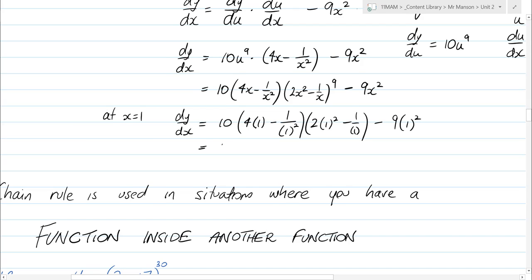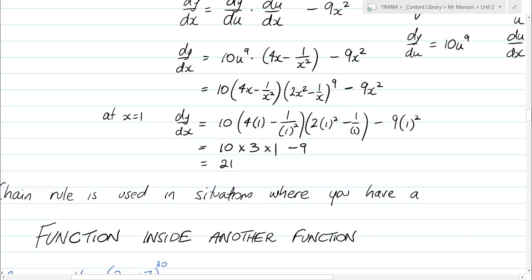And this is equal to 10 times, inside the first bracket, I get 4 minus 1 over 1, which is just 4 minus 1, which is 3. Inside the second bracket, I get 2 minus 1, which is 1. And at the end, I've got minus 9. So that's 30 minus 9, which is 21.